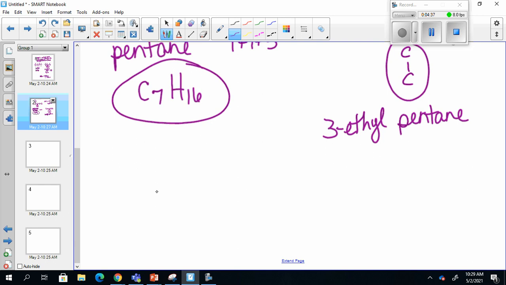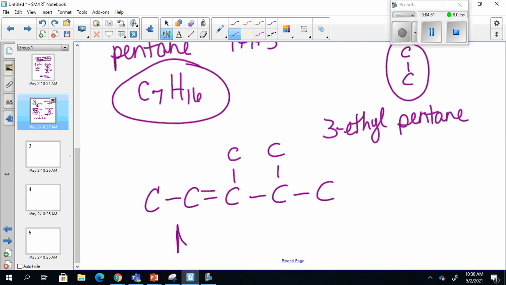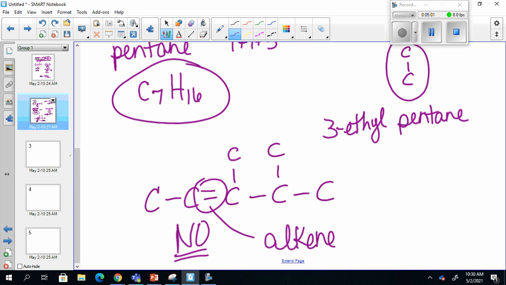Now I'm going to show you something different. What if I did 5 carbons, 1, 2, 3, 4, 5, and I have a double bond in here. And let's say I have a methyl here and a methyl here. Could this be an isomer? And right away you say, no, there is no way this could be an isomer because it has a double bond, which means that it is an alkene. So an alkene and an alkane can't be isomers of each other.